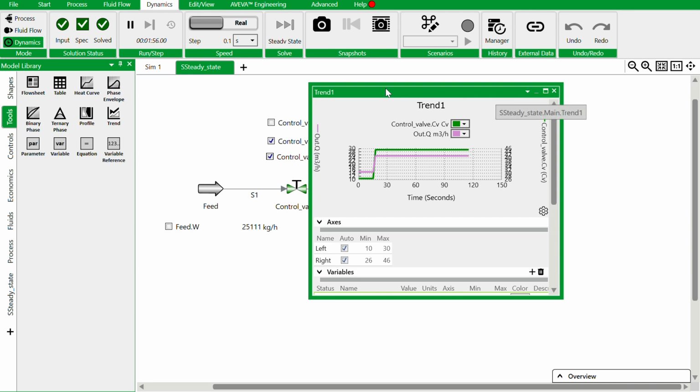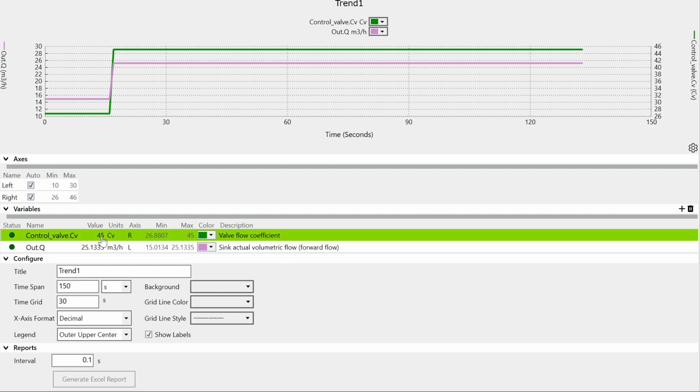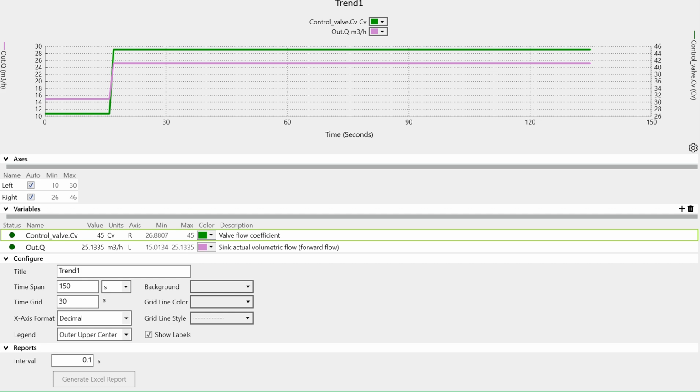You will observe the trends here. Here you can check the trends of the control valve. This is the flow rate versus the control valve CV. It's in steady state as we have fixed both the values right now. So you can change it.